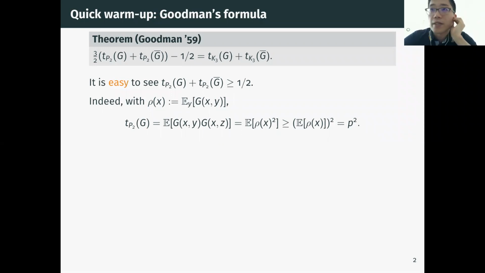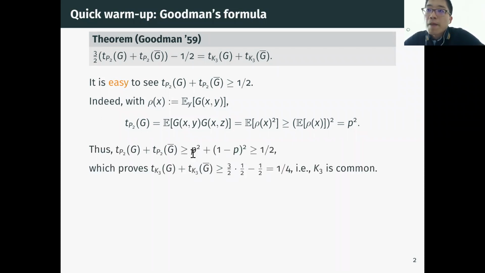So everything's clear so far? Yeah. Then I have the same formula for the complement of G, which gives the following inequality: p squared plus (1 minus p) squared. And it's very elementary to see that this is lower bounded by a half. And this proves that the path of length 2 is common.